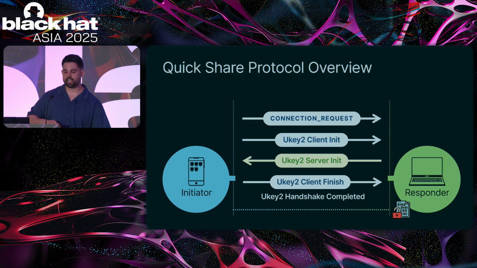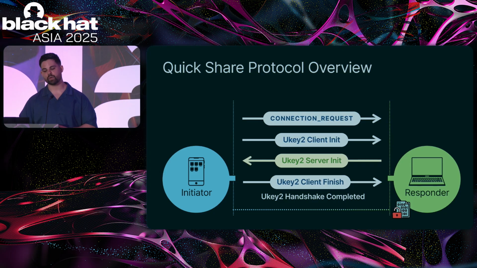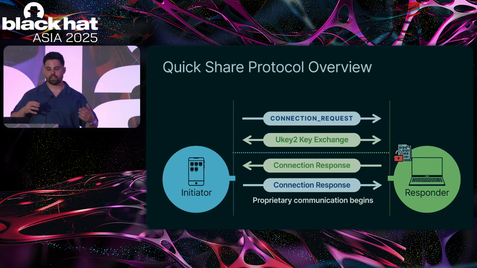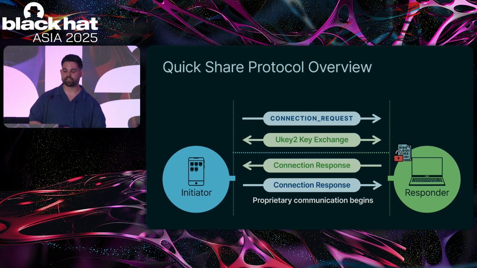Then it is responded to by the server with a UKey2 server init packet, and finally again responded to by the initiator with a UKey2 client finish packet, finishing the encryption handshake successfully and exchanging encryption keys. This makes sure that all subsequent packets will be encrypted. After keys have been exchanged, both sides send a connection response packet indicating that they would like to accept the connection, and at this moment both devices are considered connected to each other.